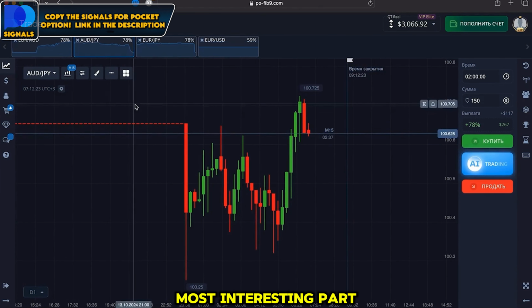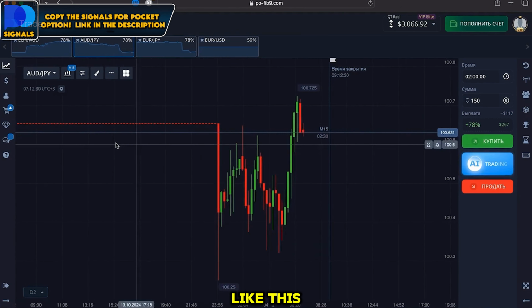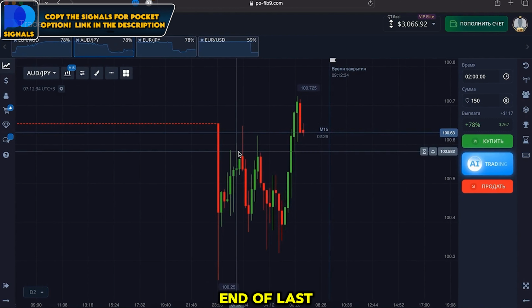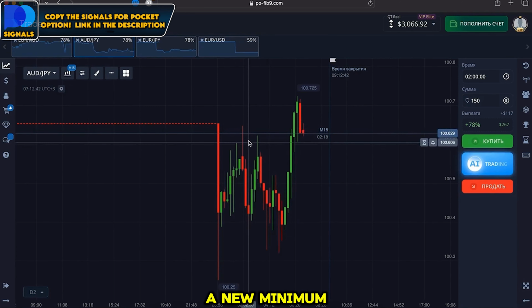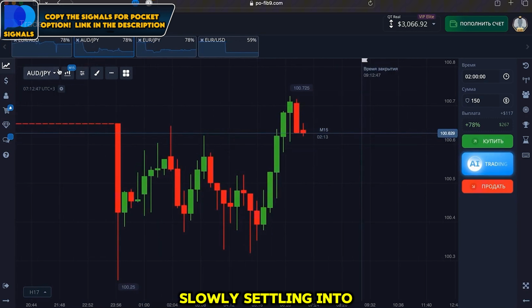Let's move on to the most interesting part. 15-minute interval, what we see here. The beginning of the trend is like this. That is, with an upward trend, which we had before at the end of last week, it is already starting to slowly reverse. That is, it has set a ceiling for itself. It is already starting to create a new minimum from the ceiling. The trend is reversing, and thus we are already slowly settling into downward positions in our trend.